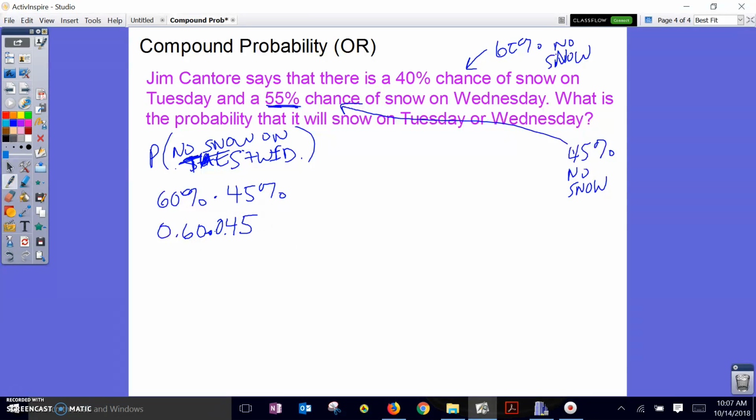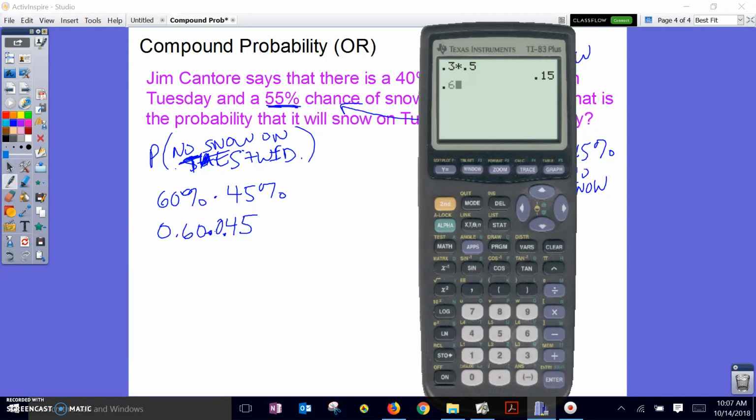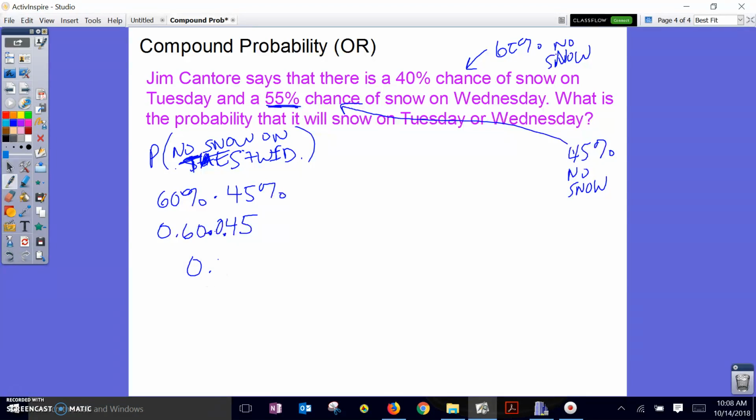Having all kinds of stylus problems in this video. And we're going to multiply those together. 0.60 times 0.45. We get 0.27. Or 27%. This is the chance of no snow on Saturday and no snow on Sunday, or Tuesday and Wednesday. I keep forgetting what days of the week I'm on here. No snow on Tuesday and no snow on Wednesday.